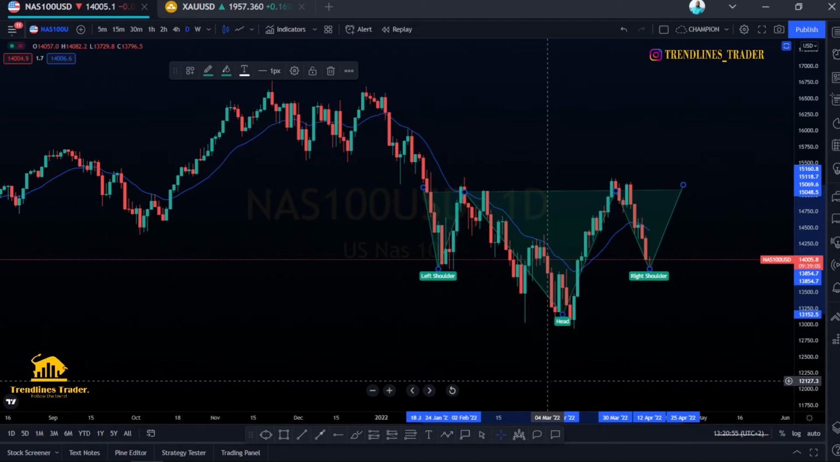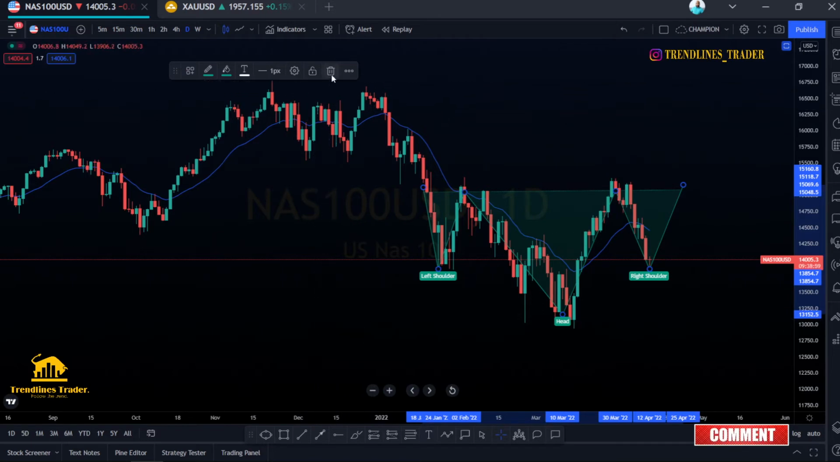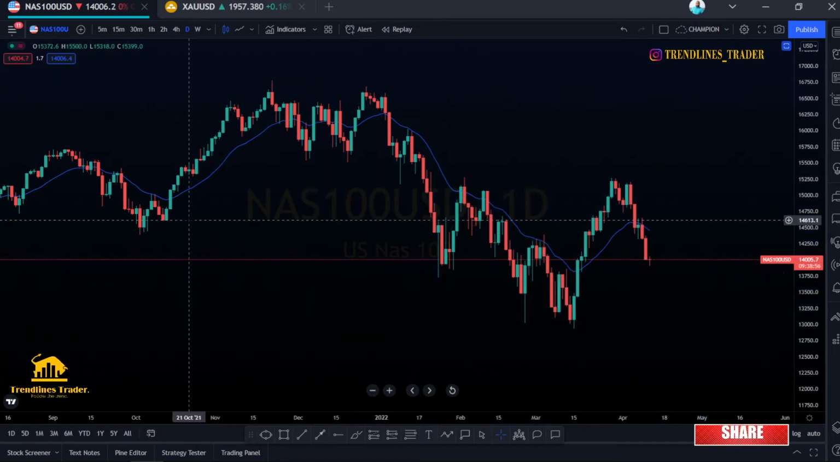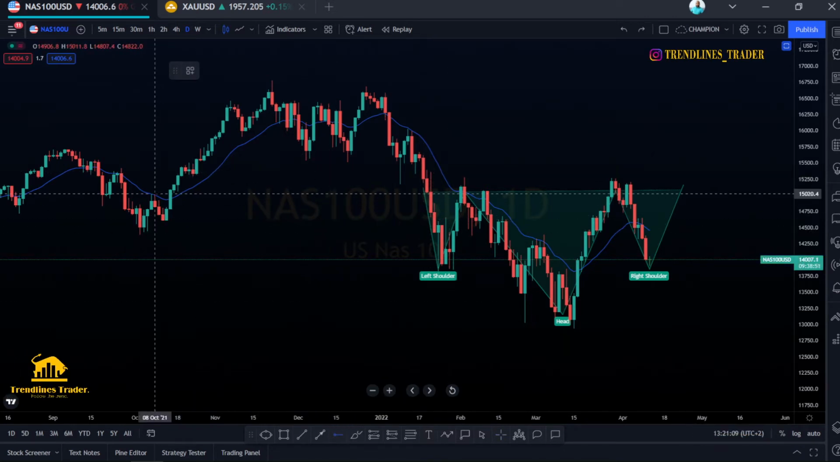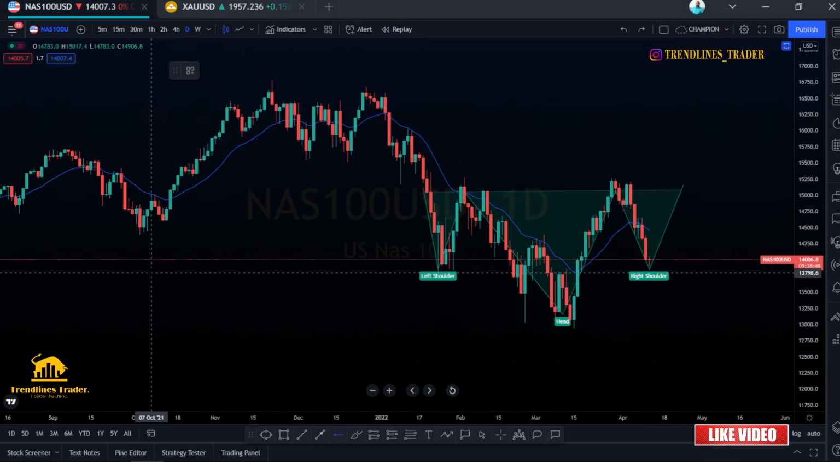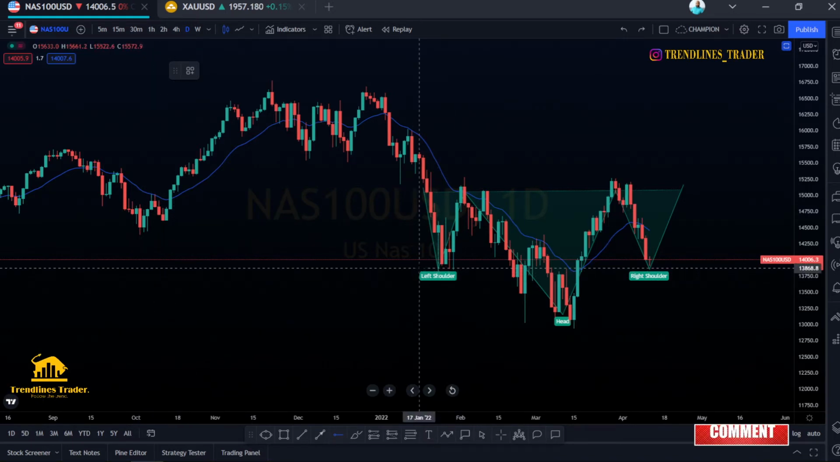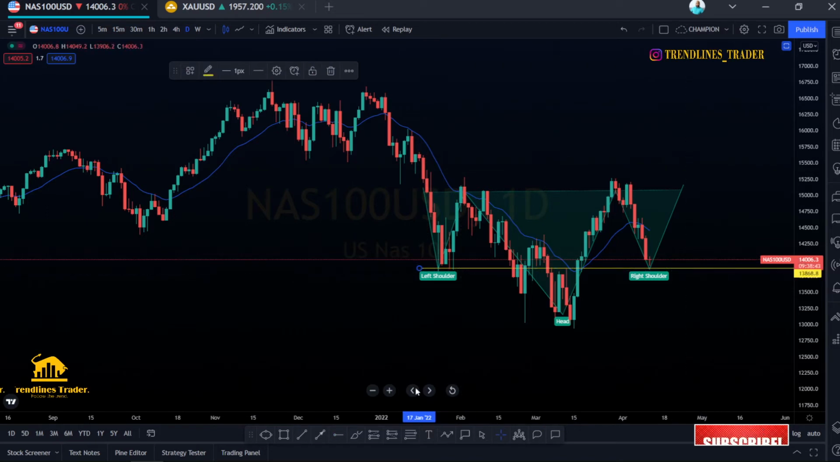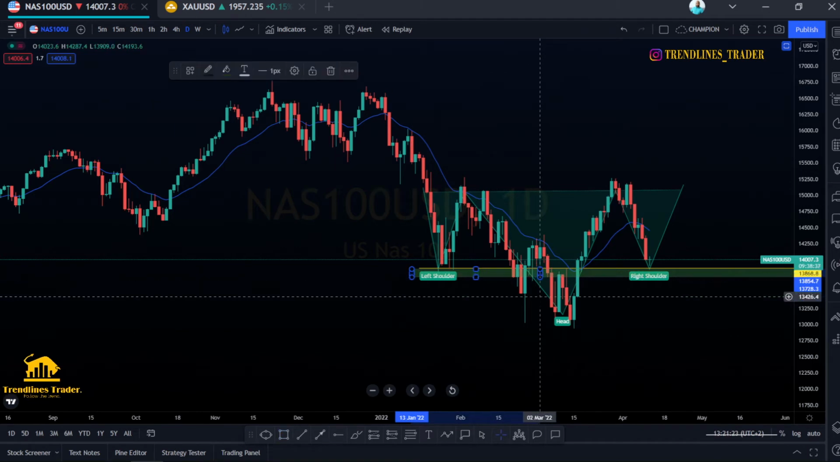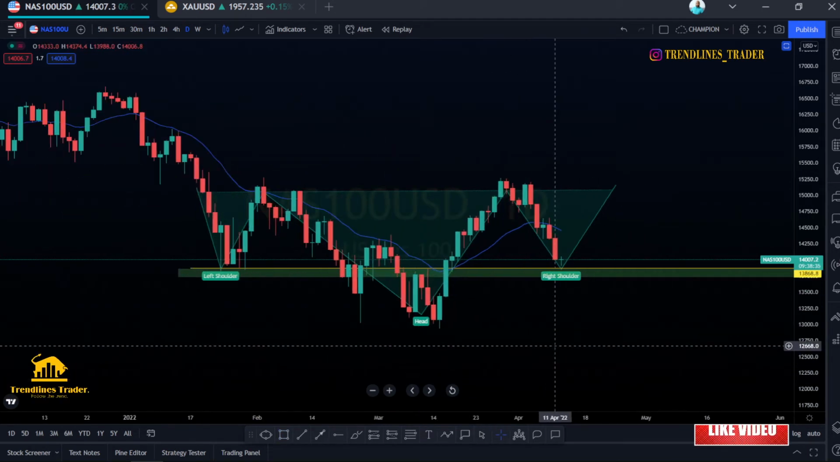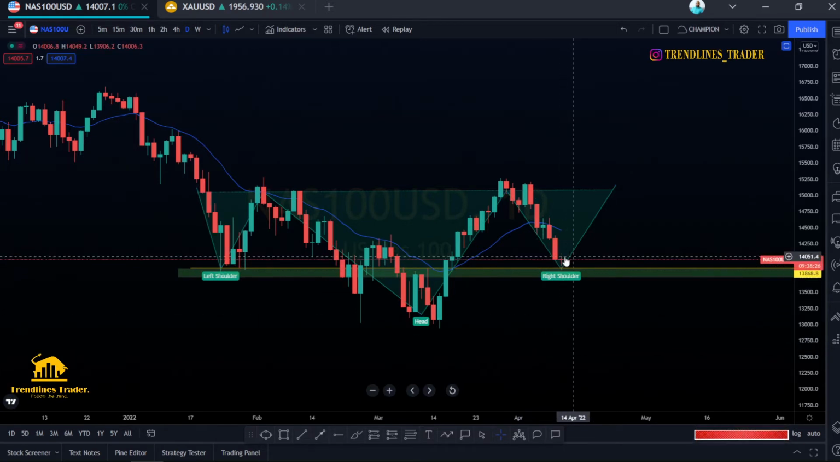The reason why I'm saying this might be our inverted head and shoulders, let me show you. You can see this level right here. Look at this level that was forming around this shoulder here. Are you able to see this, guys? Are you able to see this area? This is why I'm saying this could be our inverted head and shoulders, and this could be our right shoulder.